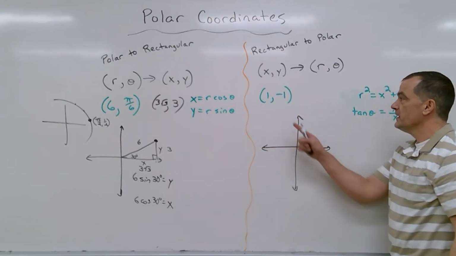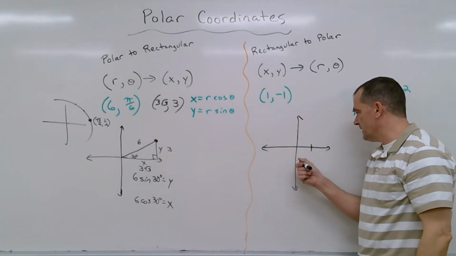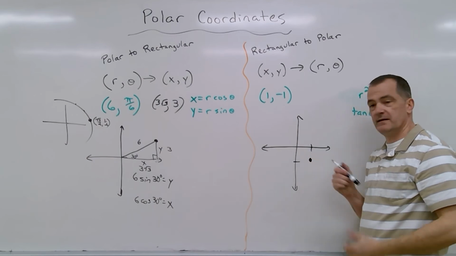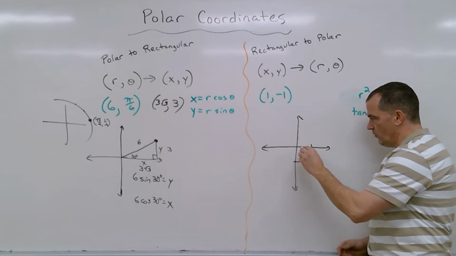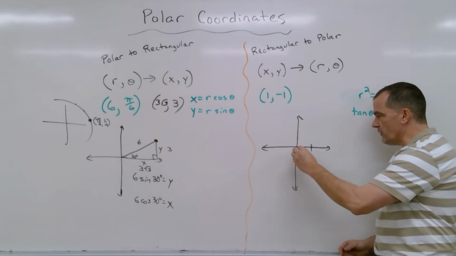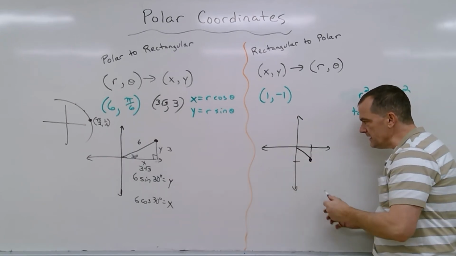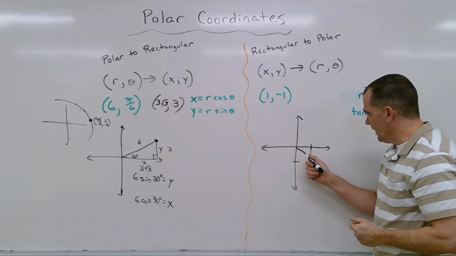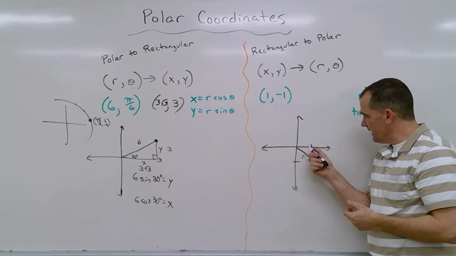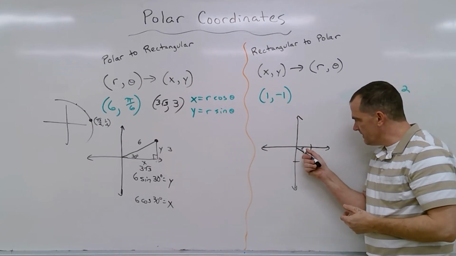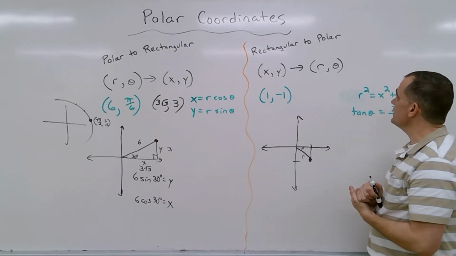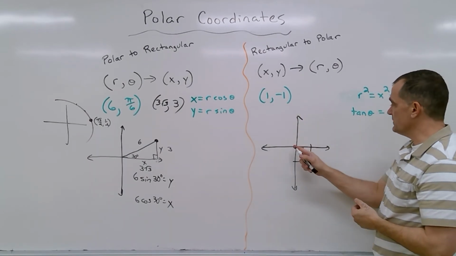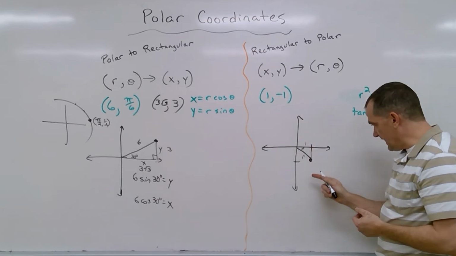Rectangular to polar. So let me plot the ordered pair 1, -1, which is right there. So what I want to do right now is find out what this r is, and also what theta is right there. So what we have right here is this 1, and then down -1.